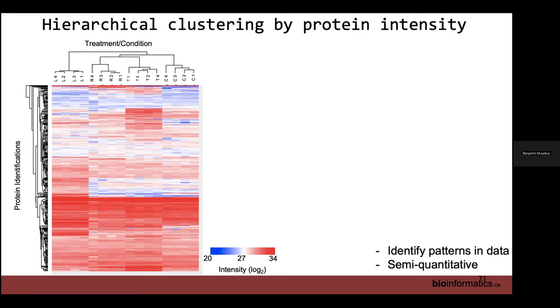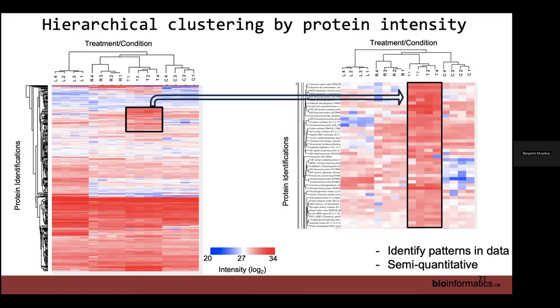But what it allows you to do is pull out trends in the data. And sometimes that's really powerful. When you want to, like a volcano plot will give you specific proteins, but say you wanted to talk about a general trend that you observe, this is a nice way to lead the reader into that direction.